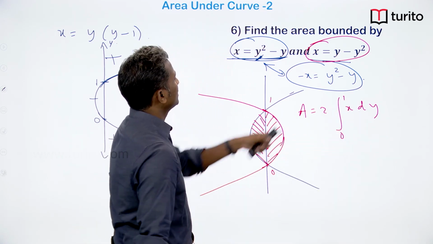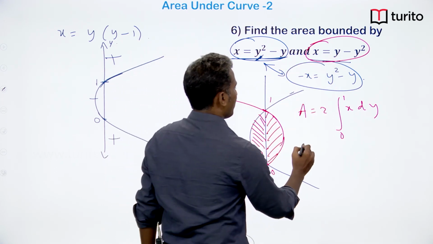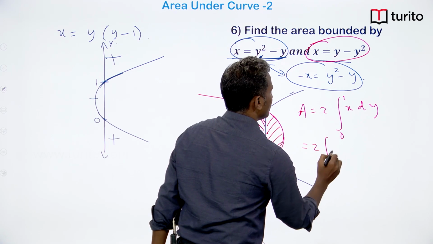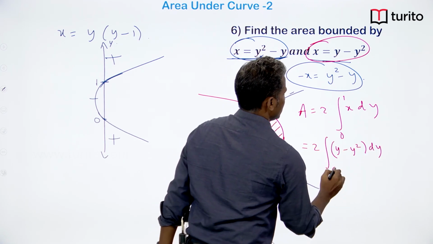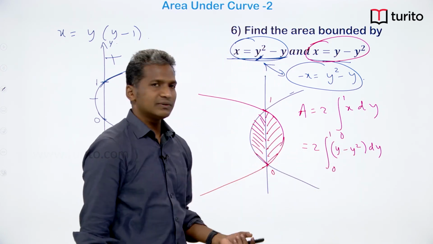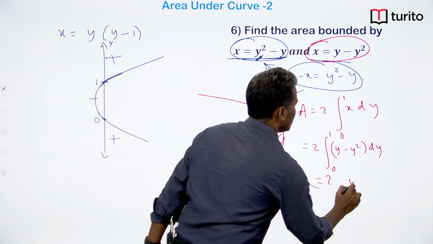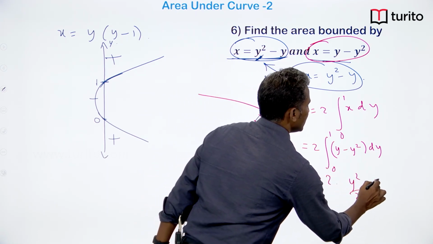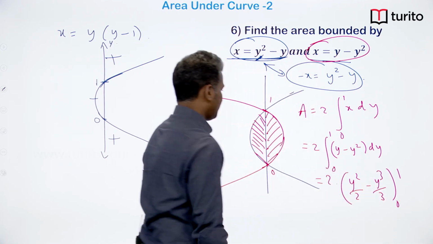Now what is the expression for x? We will write y minus y square. So it becomes 2 into integral of y minus y square into dy, limits going from 0 to 1. I think this integral is very simple integral. What do we get here? 2 into y square by 2 minus y cube by 3. Limits must go from 0 to 1.